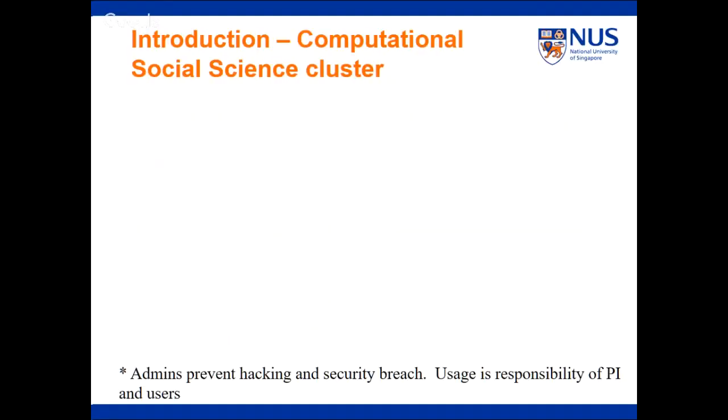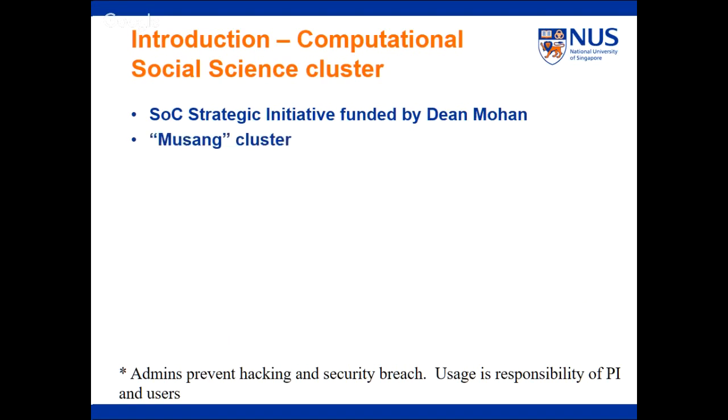The CSS cluster was a School of Computing strategic initiative funded by the dean and the provost at NUS to promote more social sciences, and provide the infrastructure and tools to work with large data sets. We're calling this cluster the Musang cluster. We'll talk about the origins of the name later.